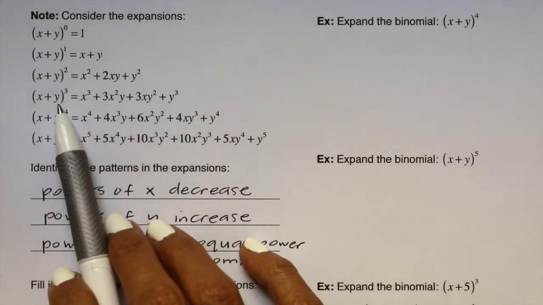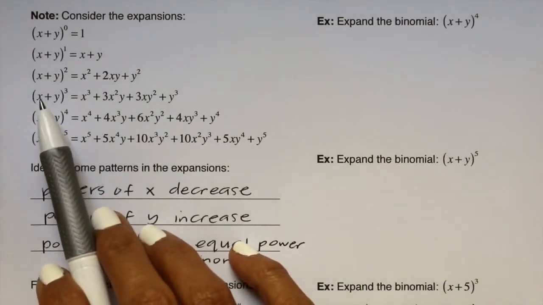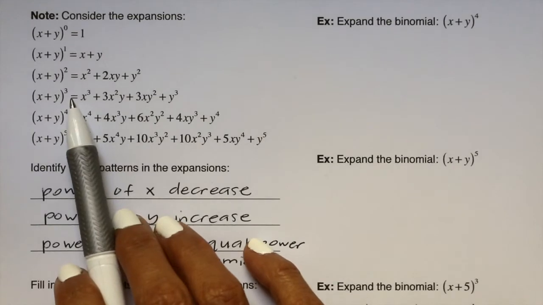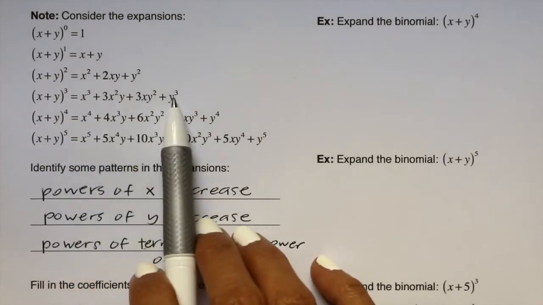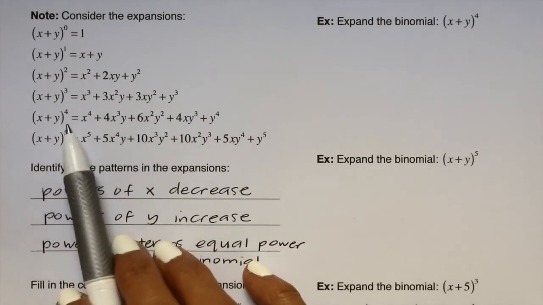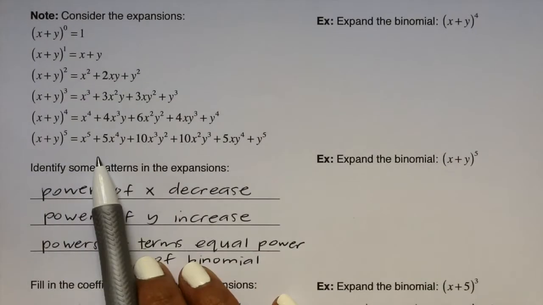Right here we have (x + y) to the third. So if you rewrote this 3 times and then distributed and combined like terms, you would get this expansion. And then same thing for (x + y) to the fourth and (x + y) to the fifth. So if you look through the expansions, you'll notice some patterns.